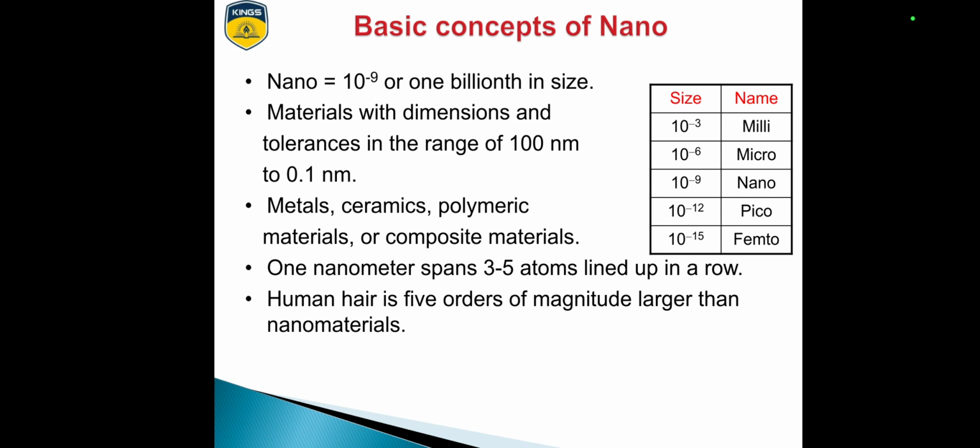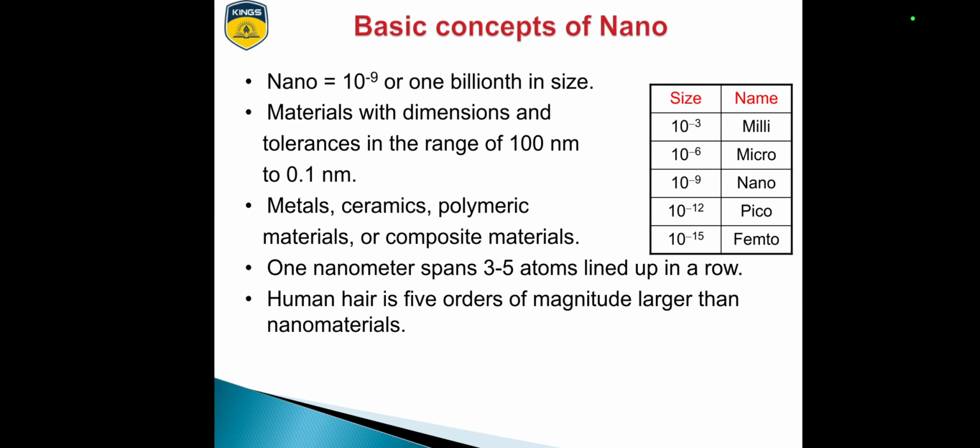Let's see the basic concepts of nano. What is nano? Nano is 10 to the power of minus 9, or one billionth, in size. Nanomaterials are materials with dimensions and tolerance in the range of 100 nanometer to 0.1 nanometer. Examples: metals, ceramics, polymeric materials, or composite materials. One nanometer spans 3 to 5 atoms lined up in a row.